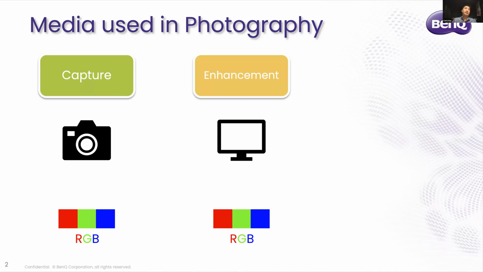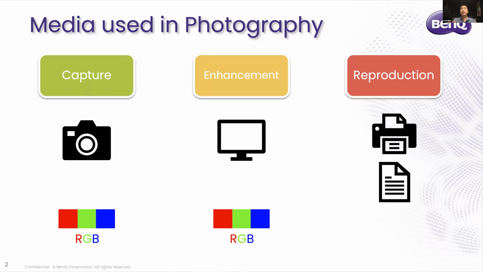And for some of you who like to print out an image, that's called reproduction, using a printer to print out an image which you like, right? But how does a printer reproduce a color? It's using CMYK to reproduce an image from your printer, okay? So these are completely different colors we're looking at, okay?